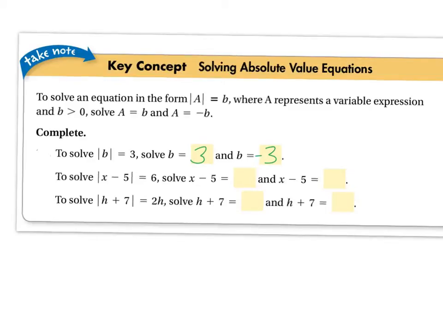So to solve the absolute value of x minus 5 equals 6, you need to realize that this x minus 5 part can equal 6, but it can also equal negative 6. So there's our 2 equations. When h plus 7 equals 2h, that means that the h plus 7 can equal a positive 2h, and it can equal a negative 2h. See a little negative symbol here, make sure you see that.